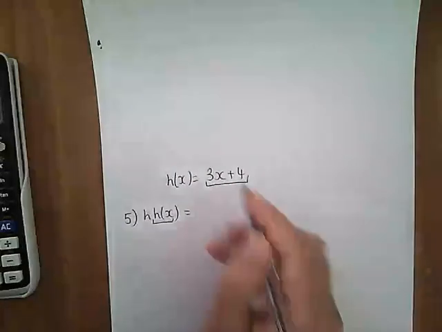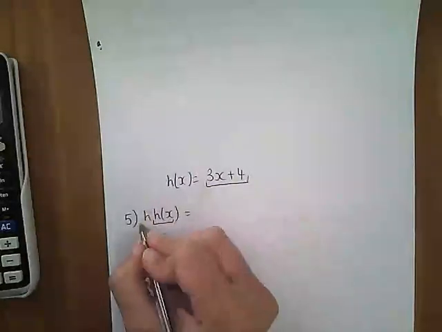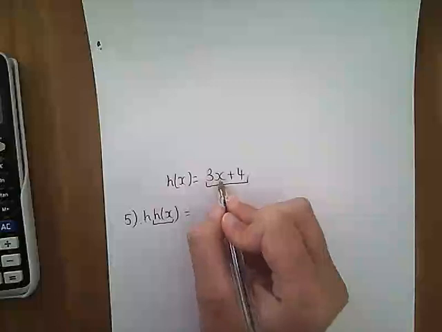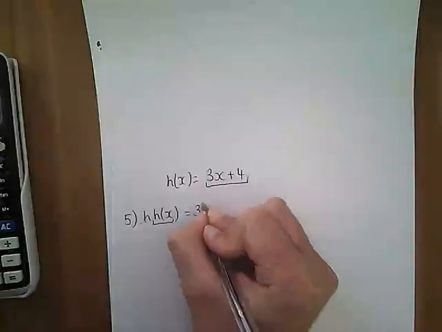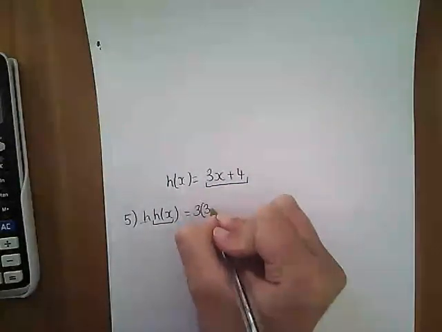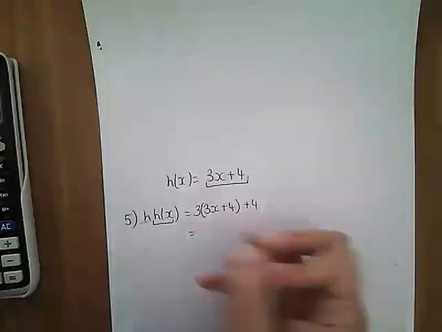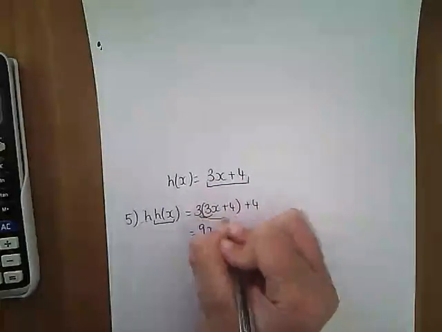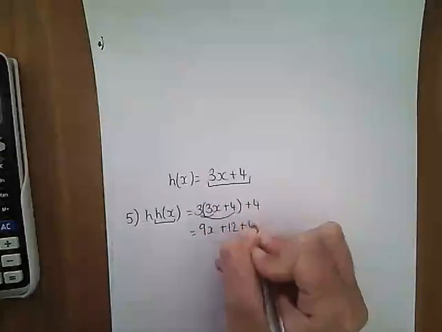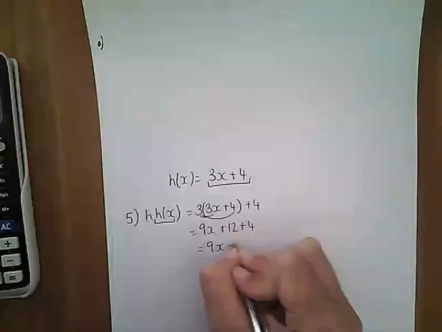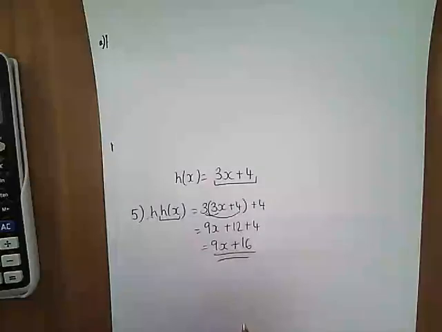So when we put it into h, we've got 3 times whatever x is. So our x is 3x plus 4. So we've got 3 lots of 3x plus 4, plus 4. Then you just tidy. So that's 9x plus 12 when I expand the bracket. And so that's 9x plus 16.